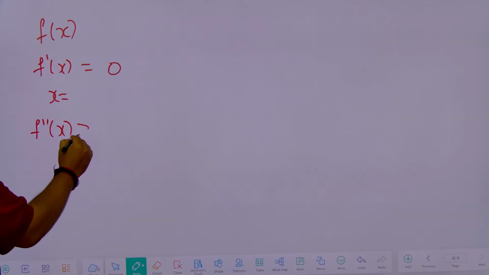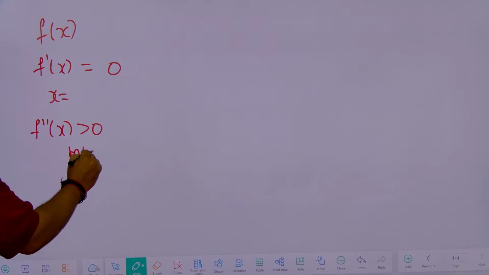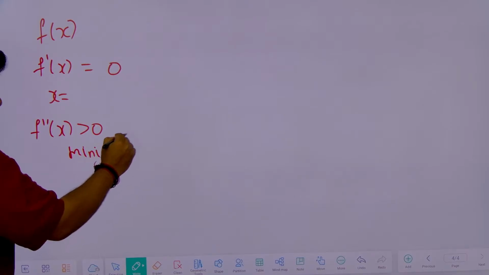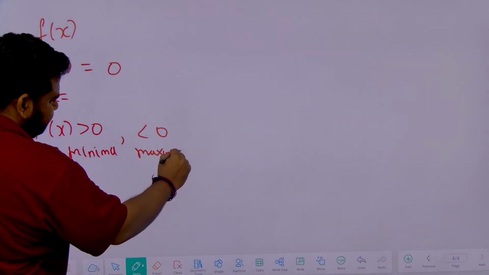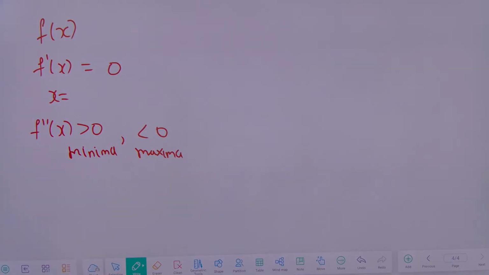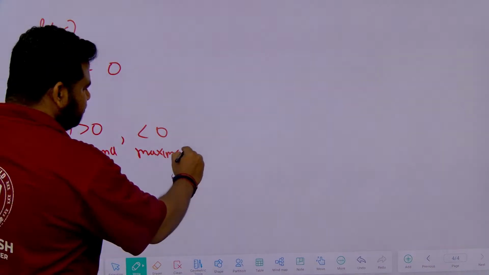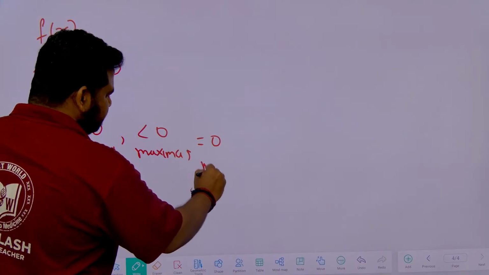If it is greater than 0, it is minima. If it is less than 0, it is maxima. If it is equal to 0, then it is neither minima nor maxima.